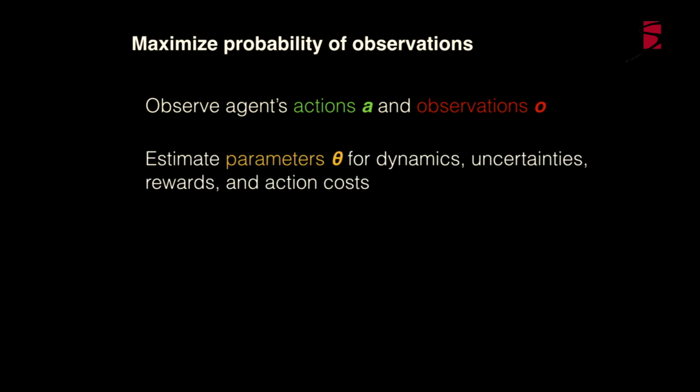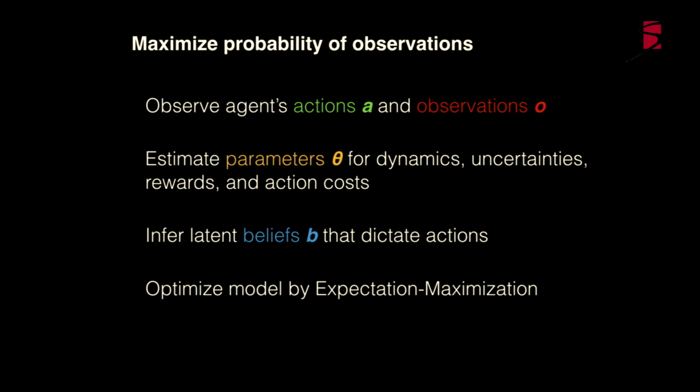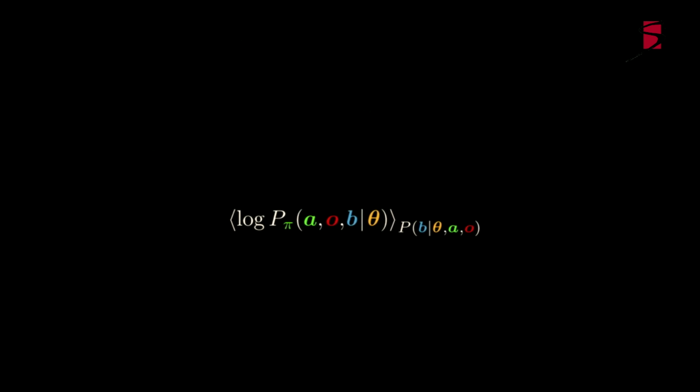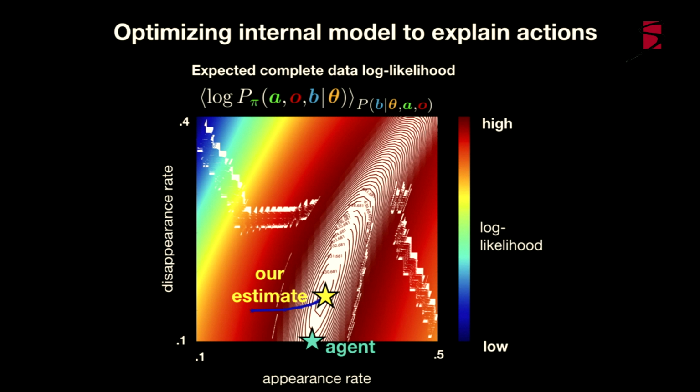And we maximize, the whole purpose here is to maximize the probability of everything that we get to observe as an experimentalist. We're doing theory of mind with the animal, find the best model. Observe the actions and observations, estimate the parameters for the dynamics, uncertainties, rewards, and action costs, infer the latent beliefs that dictate their actions, and optimize the model, which we do by the popular algorithm known as expectation maximization. So this is the complete data log likelihood. We maximize this quantity. It's guaranteed to give us improvement.